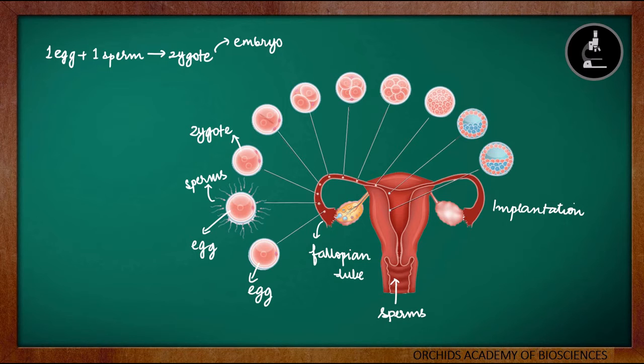So this is how fertilization occurs. That is, sperm is released into the vagina and the first sperm which reaches the egg will fertilize it and form the structure that is zygote. So the first step that happens here is fertilization, followed by implantation. So this is the second step in the process of reproduction.